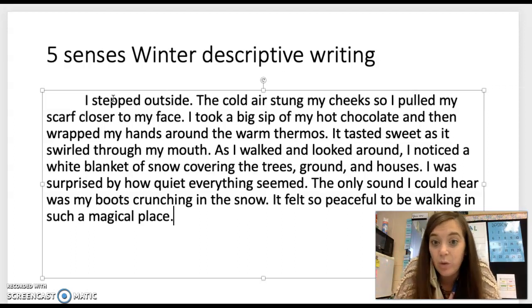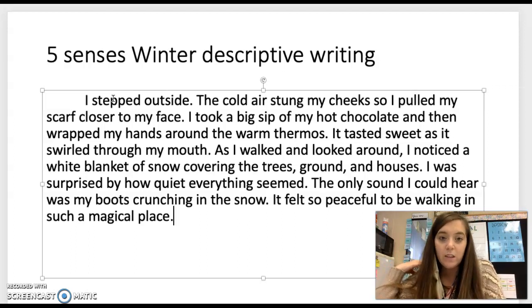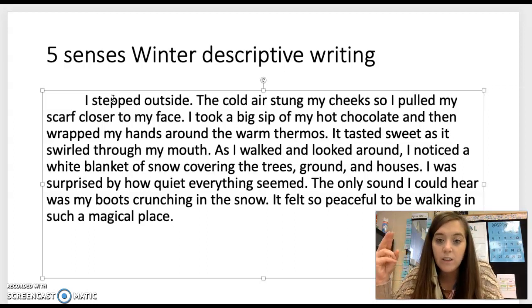That's kind of touch too, the warm thermos. It tasted sweet as it swirled through my mouth. So I've got touch and taste. As I walked and looked around, I noticed a white blanket covering the trees, grounds, and houses. So that's something I could see.